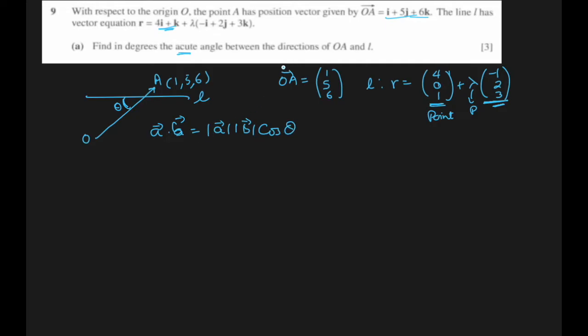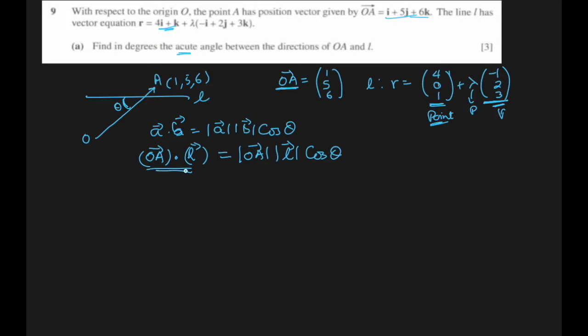Okay. So here we have two vectors. OA is one vector and this is the other vector. The point cannot be involved in this, only the direction vector. So the direction of L is negative 1, 2, 3, and the position vector OA is already given to us. So we will just write here OA vector dot direction vector of L, let's write it L vector, is equal to magnitude of OA times magnitude of L cos theta.